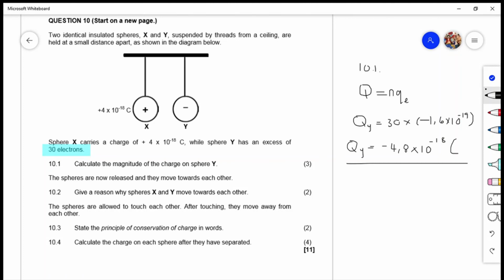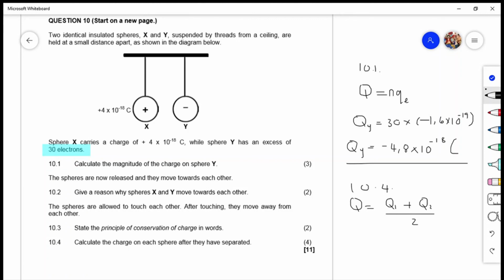Our next question, question 10.4, which is actually our last question of this video. So, calculate the charge on each sphere after they are separated. So, whenever we calculate the charges on individual spheres, or whenever we do calculations involving when spheres touch one another and are then released, we always use this formula. Q is equal to Q1 plus Q2 all over 2. And this is our question 10.4.